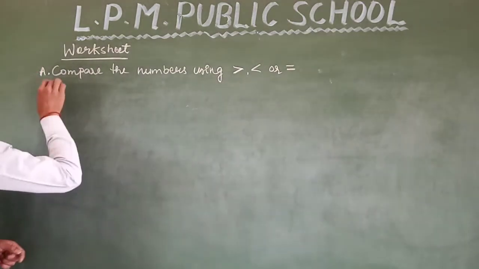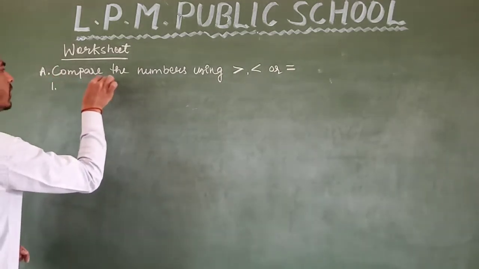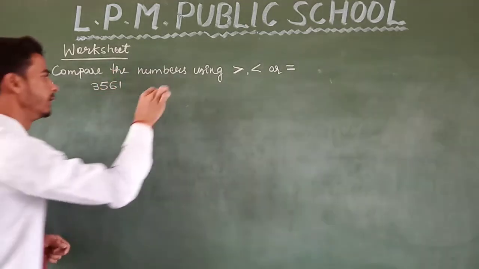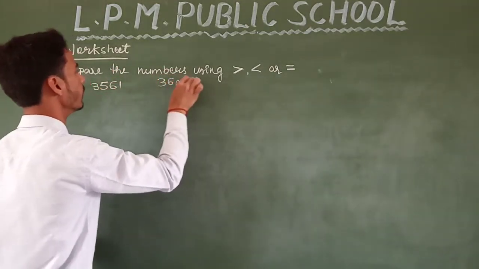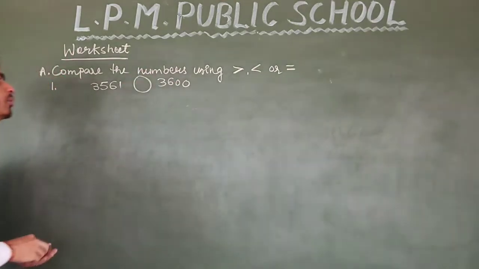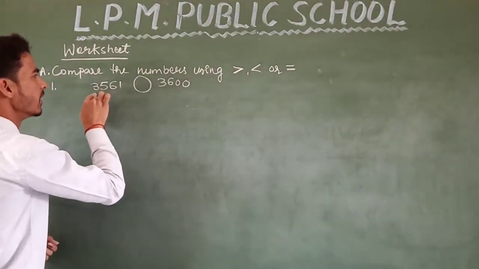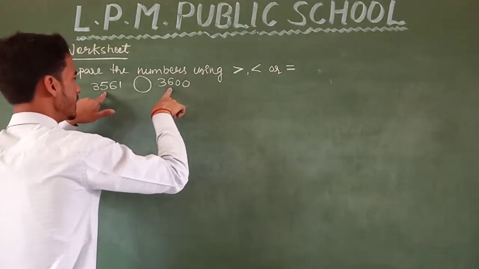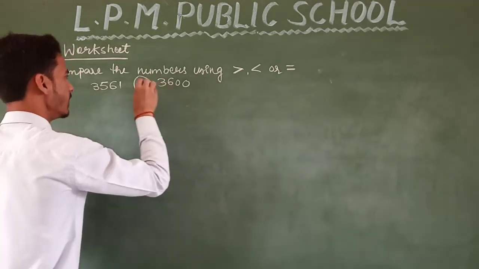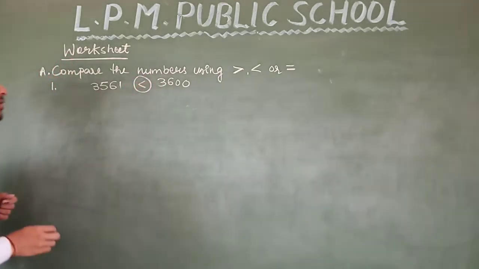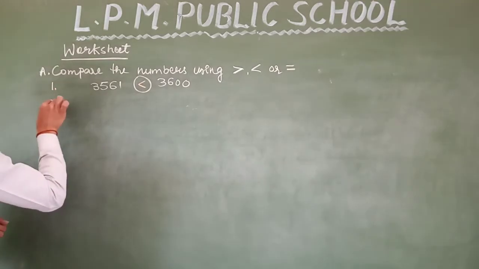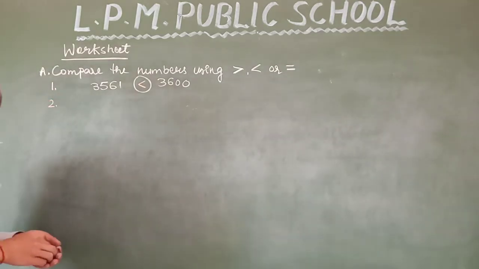And the question is 3561 and 3600. Which one is greater? You know that the thousands place is the same in both numbers, and on the hundreds place there is 6 and there is 5. So 6 is greater than 5, so we can say that 3600 is greater than 3561. In other words, you can also say that 3561 is smaller than 3600.